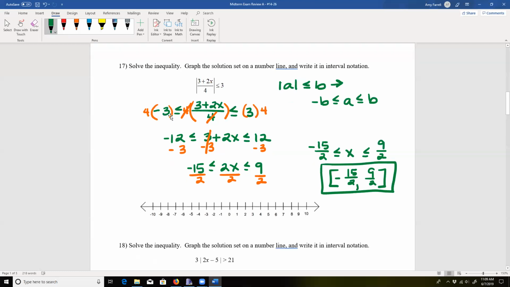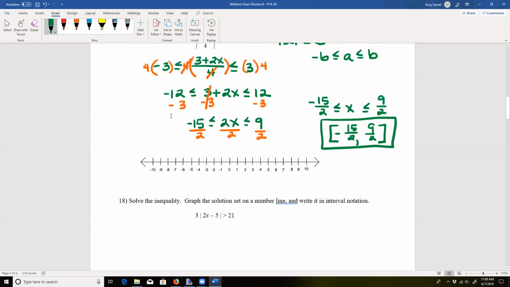Now this one does ask us to graph as well. To graph, you might want to use your calculator. Negative 15 over 2 is equivalent to negative 7.5. So negative 7.5 would be right here. This time I used a solid dot. You could also use a bracket there. They're both correct. 9 over 2 is equivalent to 4.5. So 4.5 would be about right here in between the 4 and the 5. And then I would just shade in between the two.